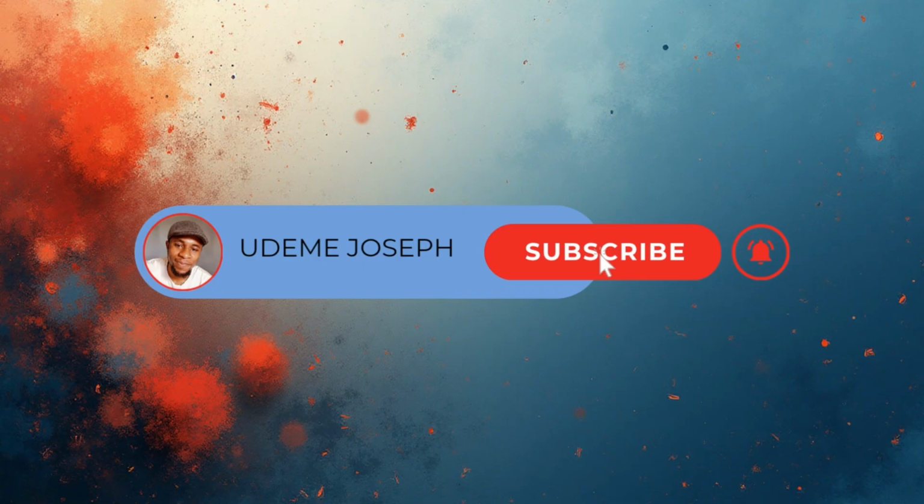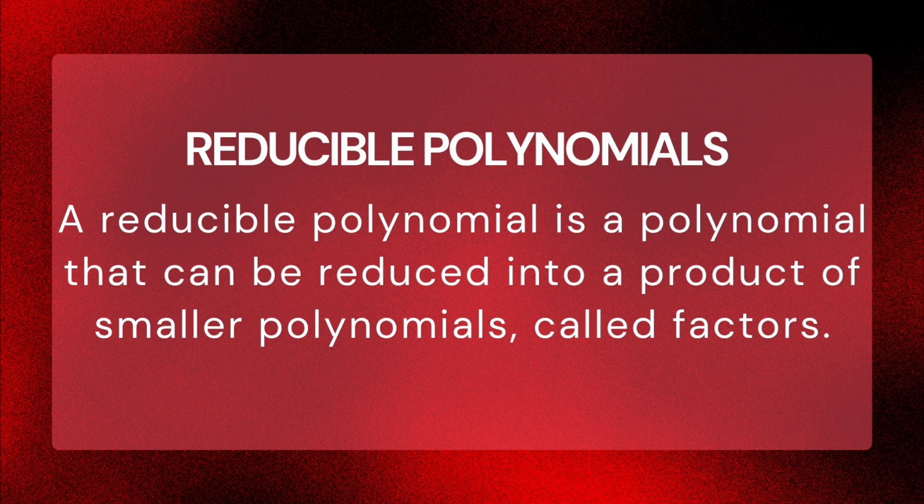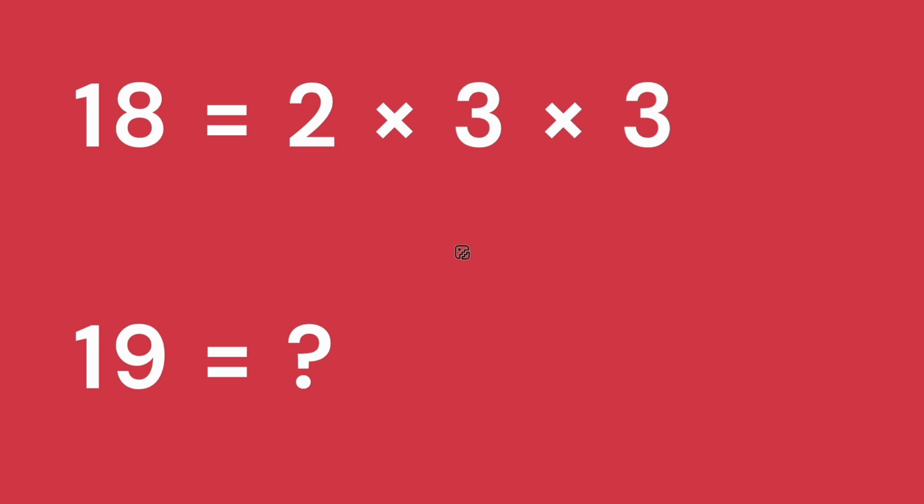Now let's begin. A reducible polynomial is a polynomial that can be reduced into products of smaller chunks called factors. Now let's use an analogy with whole numbers without considering the factor number 1. We have two numbers here, number 18 and number 19. And you see that the number 18 can be reduced into three other whole numbers whose product will give you back the number 18. And we know what factors are.